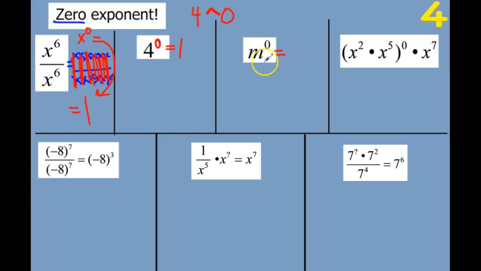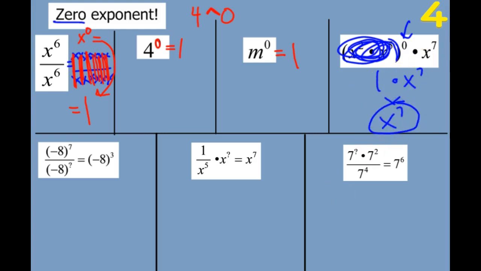Same thing if it's a letter. Anything to the power of 0 is 1. Don't let this confuse you. This whole piece right here, I don't care what's in here, it's to the power of 0, so this is just 1 times x to the 7th. Well, 1 is just 1. 1 times x to the 7th is really just x to the 7th. Because this whole piece was just 1 out front.